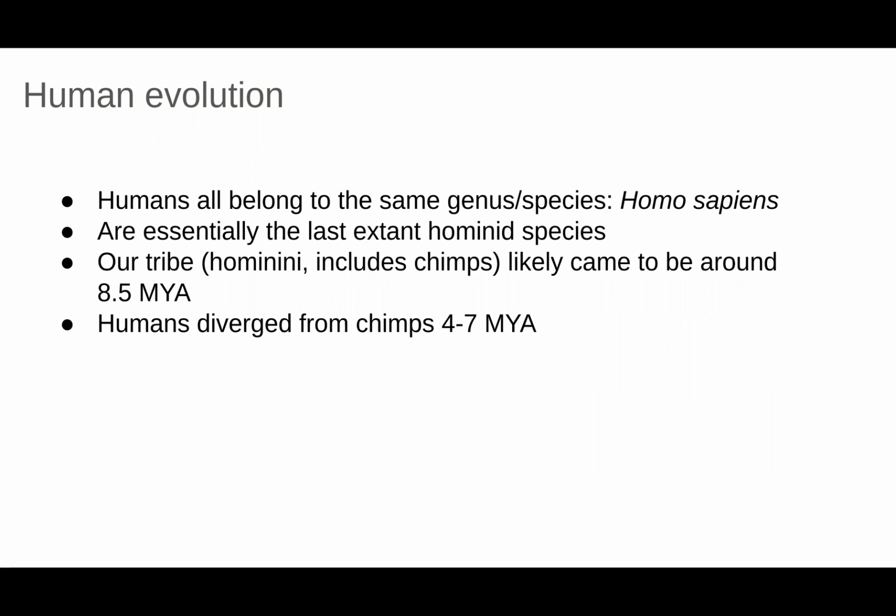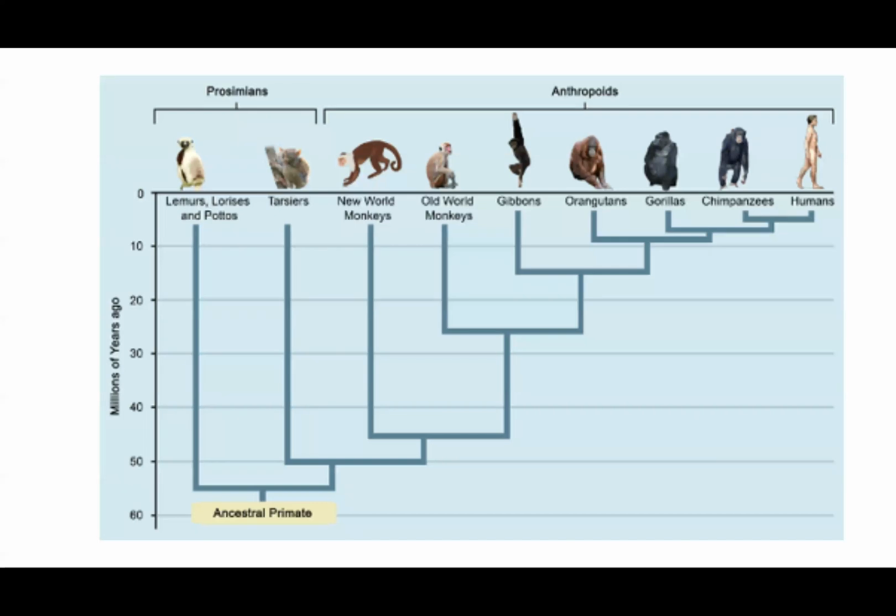Now, our tribe, which is called Hominini, which includes us and chimpanzees, is something that likely came to be about 8.5 million years ago. And then we diverged from chimpanzees between 4 and 7 million years ago. Sort of a difficult thing to pin down. We're looking at fossils, we're looking at DNA to try and interpret these things. So it's in the ballpark of 4.5 to 7 million years ago when we split from chimpanzees. And now we can look at our relatives.